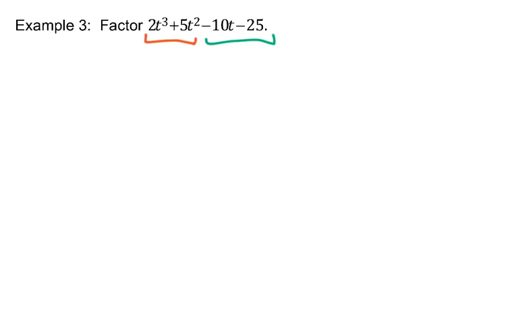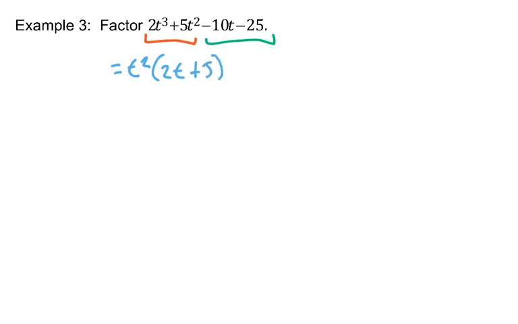So what can we factor out from the first pair? I don't see a coefficient in common, but I do see a t squared. So I could factor out a t squared. And that would leave me with, in order to get the 2t cubed, I'd need a 2 and a t. And in order to get the 5, I'd need a 5.